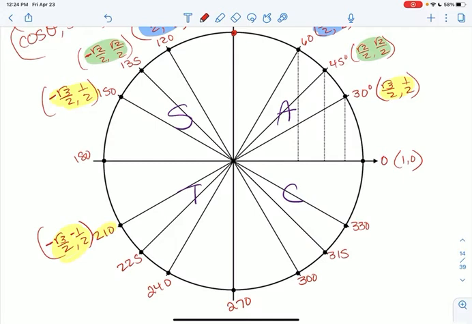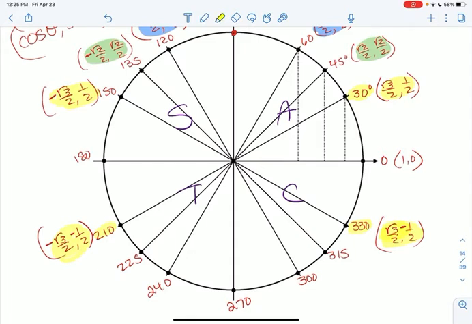All right, and 330 is going to be the same as 30. So 30, 150, 210, and 330, all of those numbers have a reference angle of 30, so it's also going to be radical 3 over 2 and 1/2. In the fourth quadrant, cosine is positive and sine is negative. Remember, cosine is your x and sine is your y.